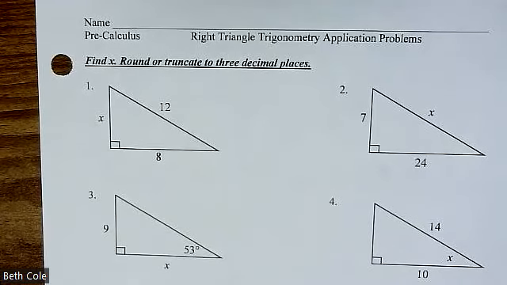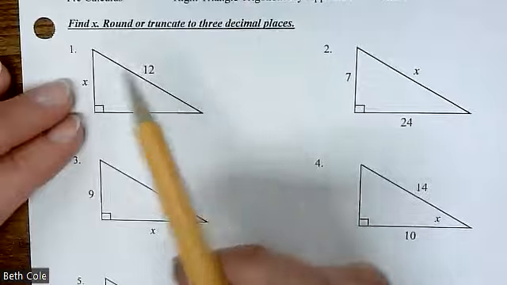So the beginning part of this is a little bit of review of what we did last time. So sort of like a warm up, so to speak, on what we did last time with our Pythagorean theorem and our SOHCAHTOA. So looking at this one, this would be Pythagorean theorem.